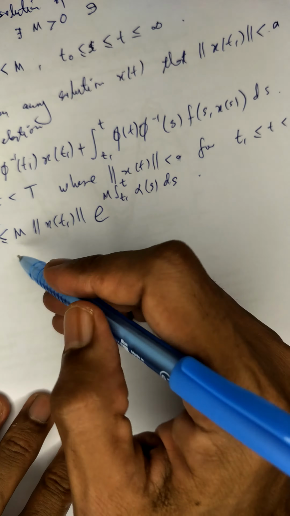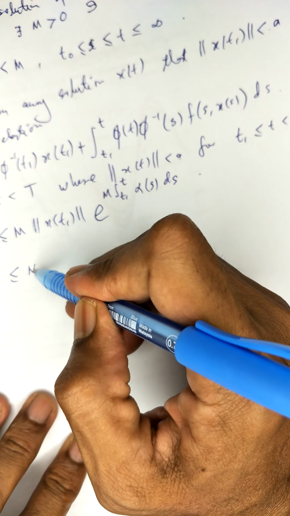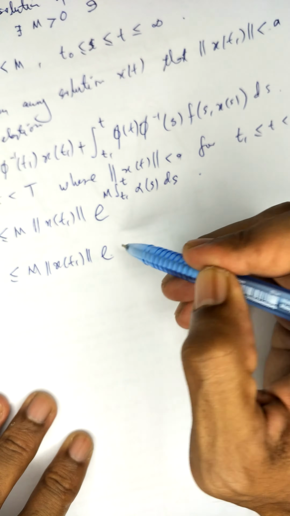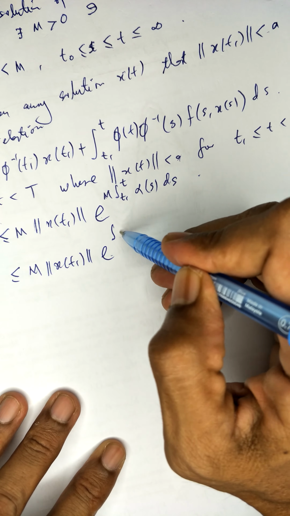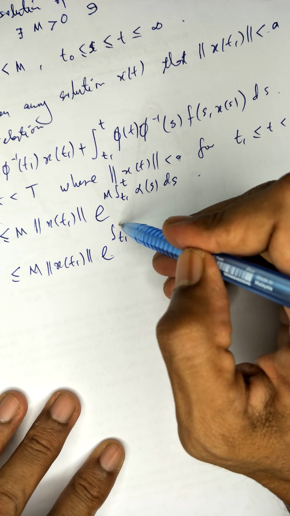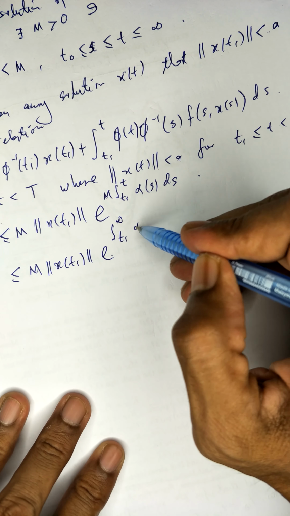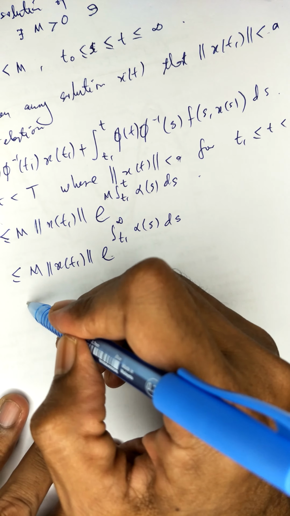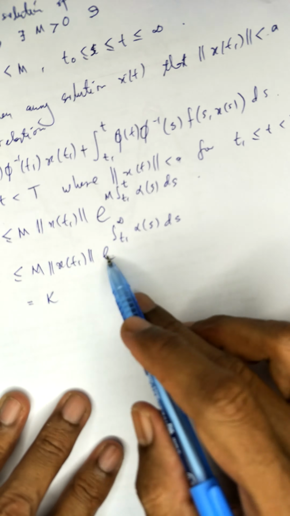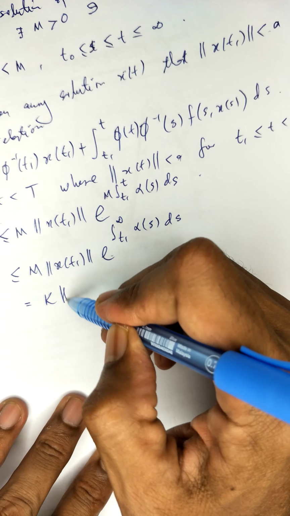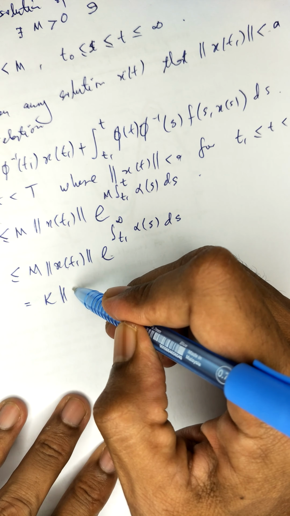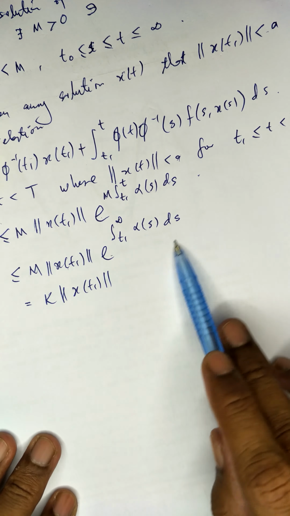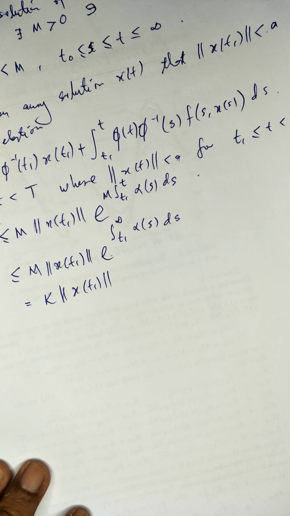All right, and this is less than M x(t1) exponent t1 to infinity of alpha(s) ds. This is equal to some number K times x(t1), because this one is bounded, as given, that I showed earlier.